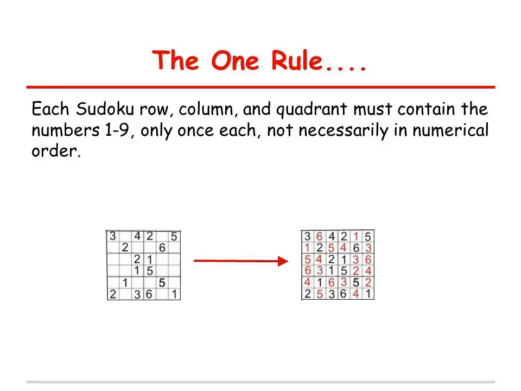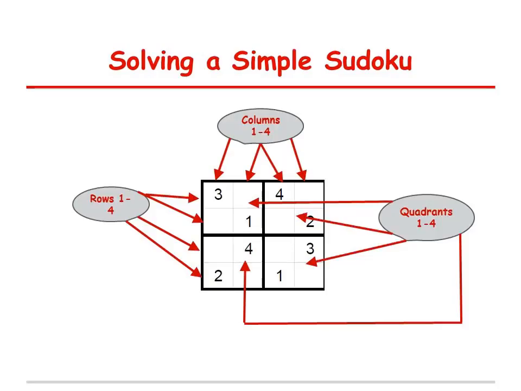How do you play Sudoku? There's only one simple rule. Each Sudoku row, column, and quadrant must contain the numbers 1 through 9. Only once each, not necessarily in numerical order. For the purposes of this course, you will see a demonstration solving a 4x4 Sudoku puzzle, but the principles are the same. With a 4x4 Sudoku puzzle, the same rule applies, only each column, row, and quadrant contain the numbers 1 through 4, not necessarily in numerical order.